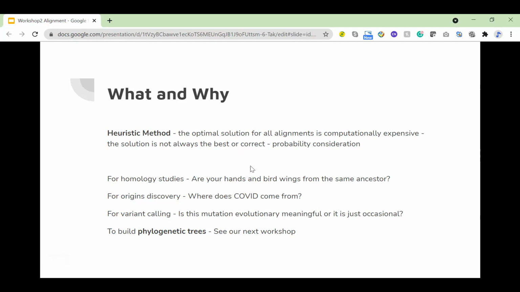Why do we need to do those analyses anyway? Because we can use those studies to do analysis of homologies, and of course find the COVID virus, a range of viruses, and we could also build things called phylogenetic trees, which you will learn in the next workshop. I think that's a very interesting topic, so I do suggest you come next week and learn with Jack and see how it actually works.